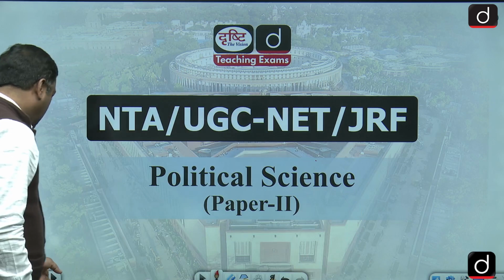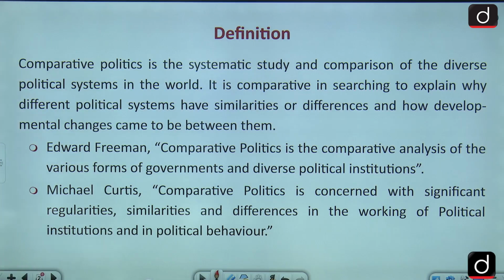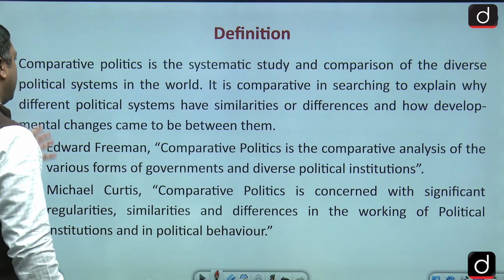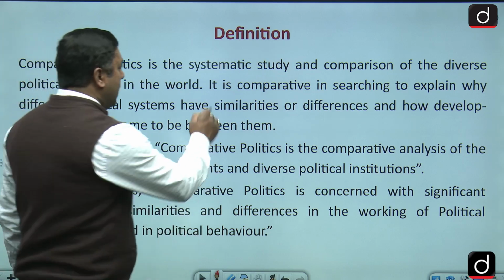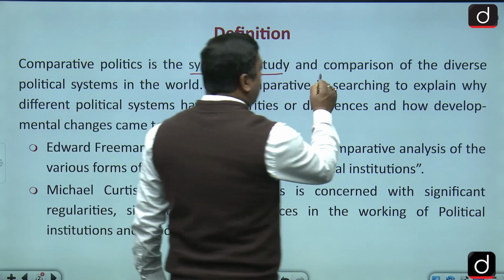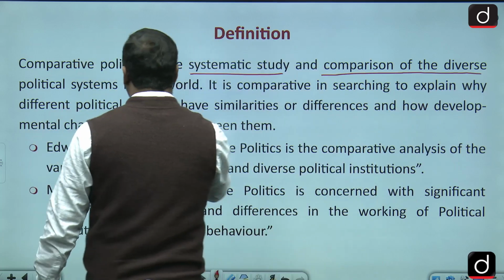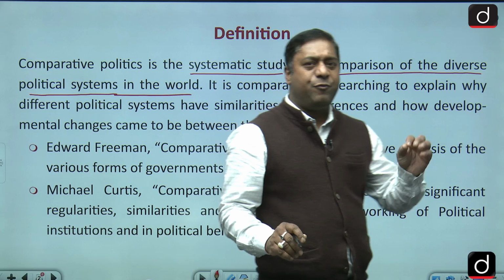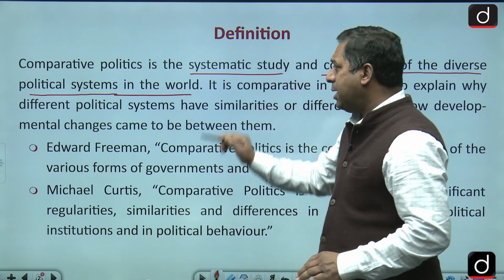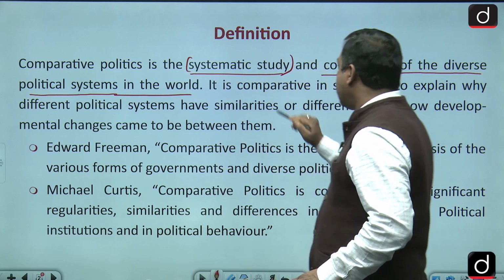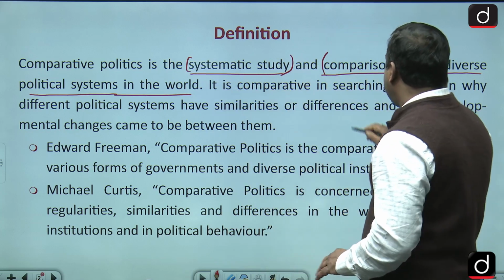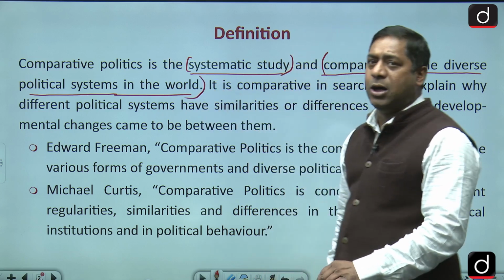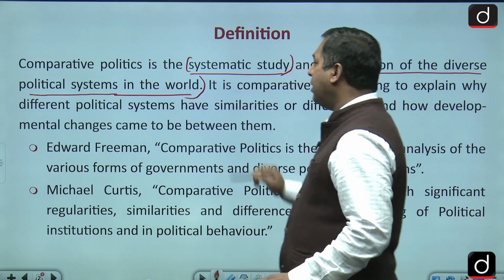Okay. So now let's go on with comparative politics, the definition. See, it's written here, I have written it, that comparative politics is a systematic study and a comparison of the diverse political systems in the world. That means comparative politics is nothing else but a systematic study, as well as a comparison being made. Comparison being made about what? Comparison being made about the diverse political systems in the world.